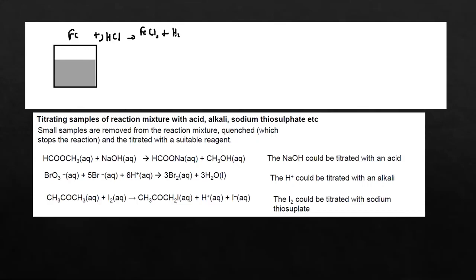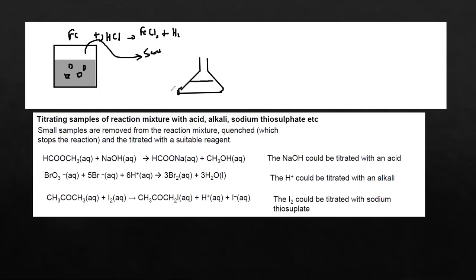How do we use this technique? For example, in a flask or a container, iron was reacting with hydrochloric acid. So we will take out a small amount of sample, not too much, and we transfer that into a conical flask. But the problem with this method is that it should be done quickly. Otherwise, the results will not be accurate.